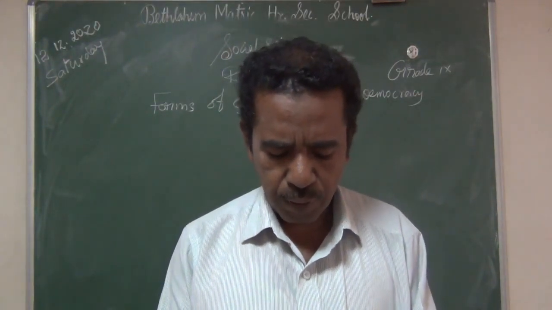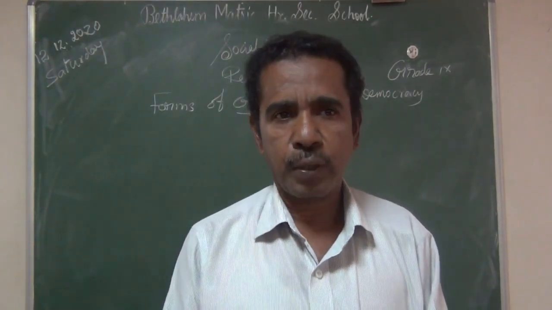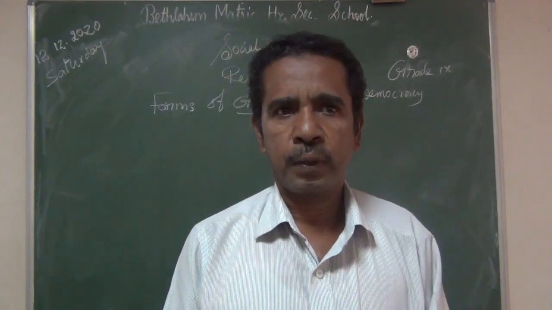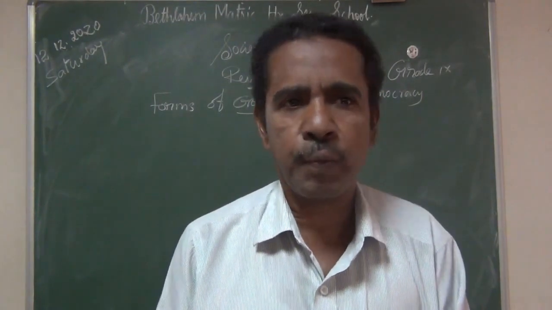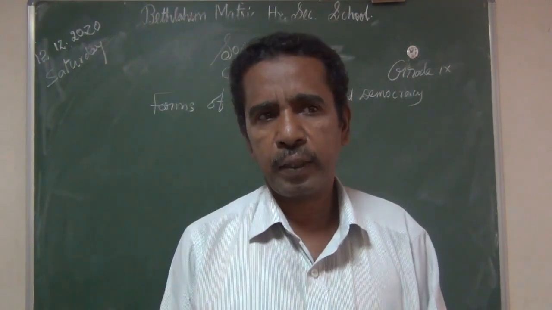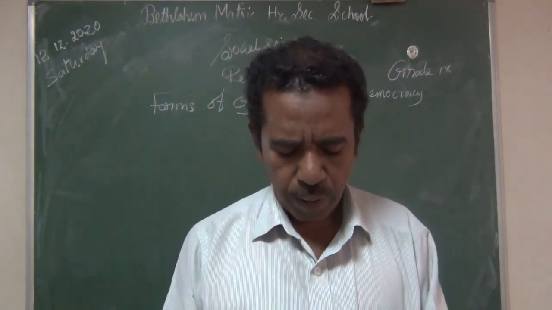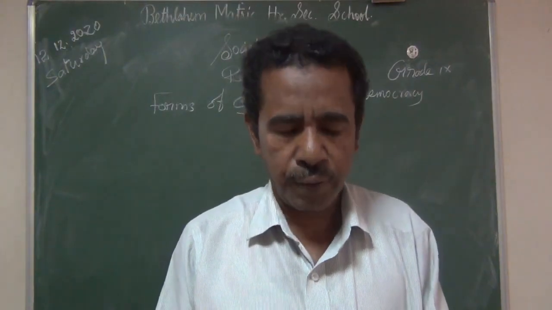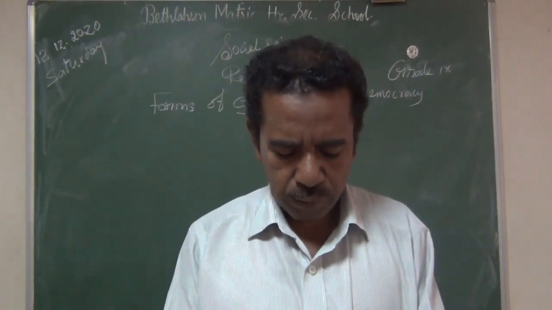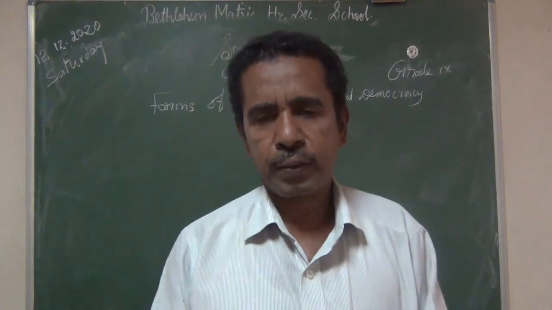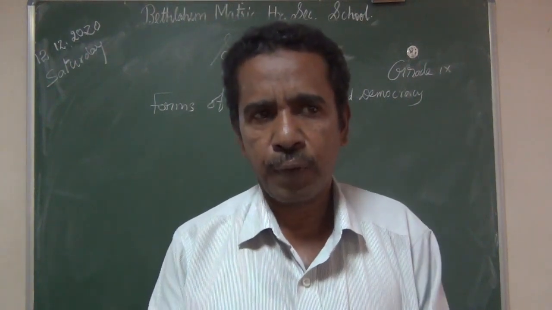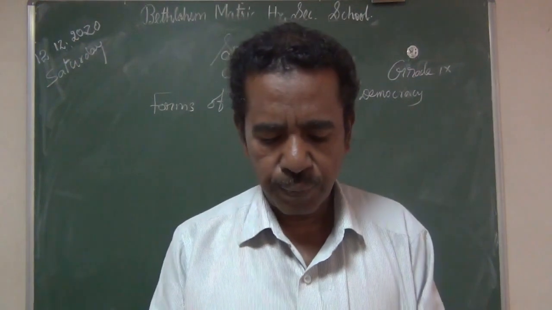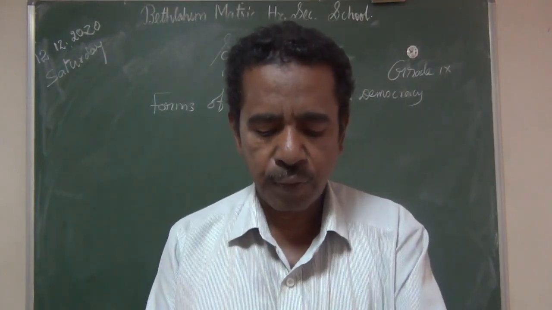There are two types of democracy, direct and indirect democracy. An example of direct democracy is Switzerland, which we have already seen. India is a parliamentary form of democracy. Jawaharlal Nehru was the first Prime Minister of independent India.